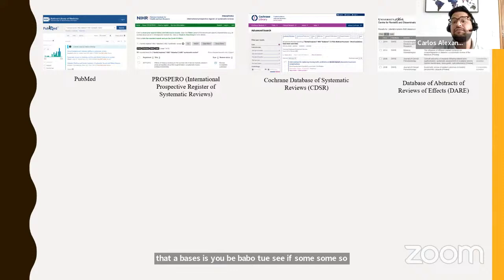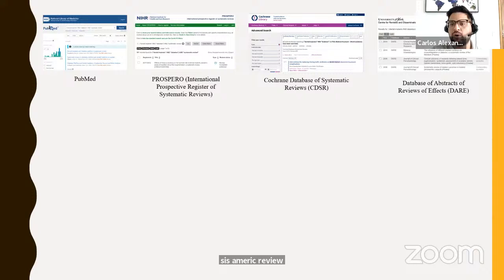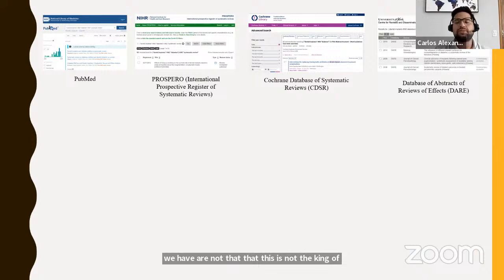And then you have other databases. They are not that famous, but they can, of course, help somehow. An example here is the Database of Abstracts of Reviews of Effects, and this one is specialized. So depending on the field you are working in, maybe you have different databases in which you can search for protocols. Currently PROSPERO, of course, is the most famous, but you can also find protocols registered, for example, in ResearchGate. So it depends a lot on where the author is going to submit it.